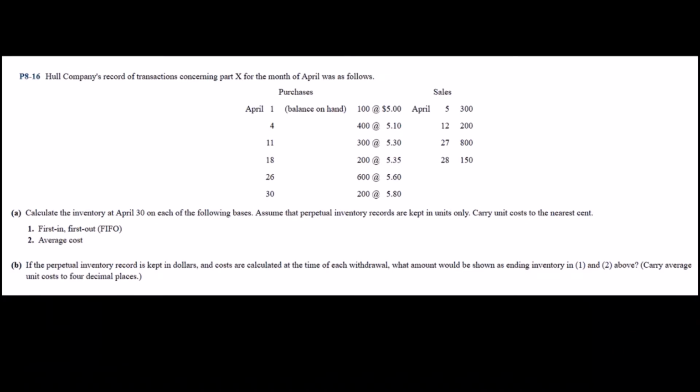Let's take a look at this question. Hull Company's record of transactions concerning Part X for the month of April was as follows. Part A asks us to calculate the inventory at April 30 using FIFO and weighted average method. Assume that perpetual inventory records are kept in units only. Carry unit costs to the nearest cent.